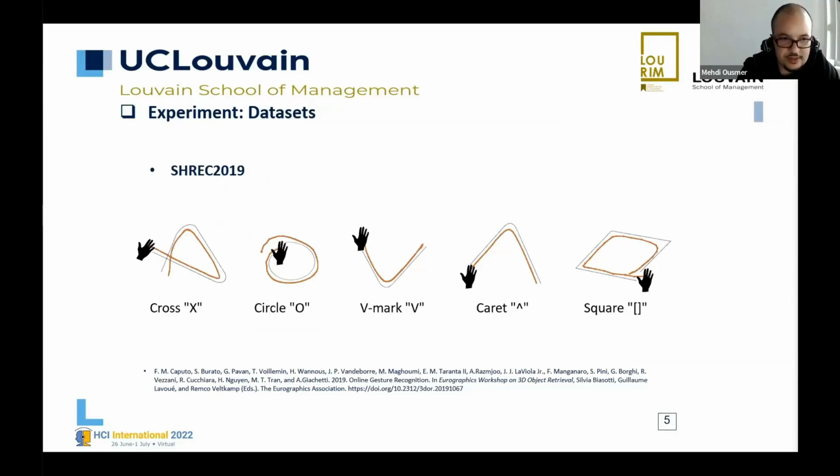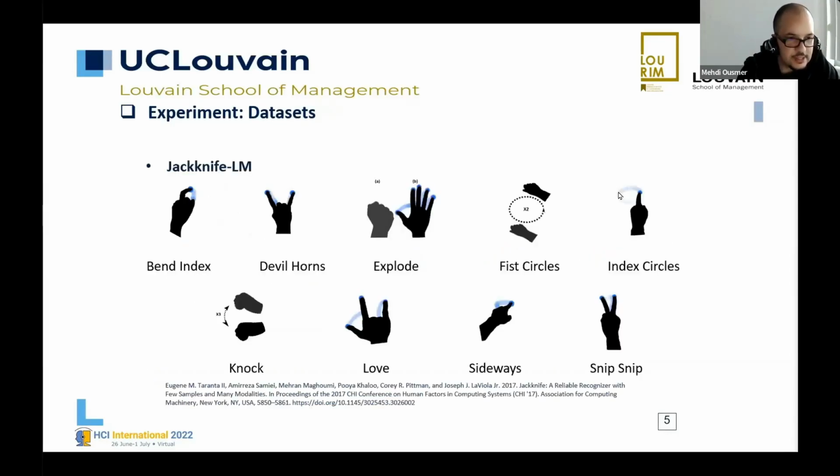To experiment with these recognizers, we used 2 Leap Motion controller-based datasets. The first one is the HCII2022, a dataset proposed in a contest with 5 gesture classes. Whereas the second dataset is Jackknife LM. It was used to test a rejection approach for the Jackknife recognizer, and it is composed of 9 gesture classes.